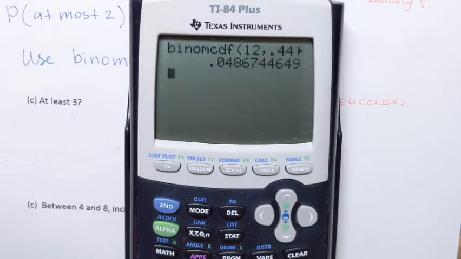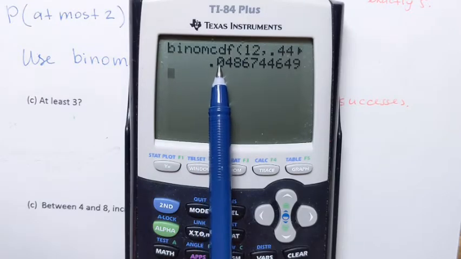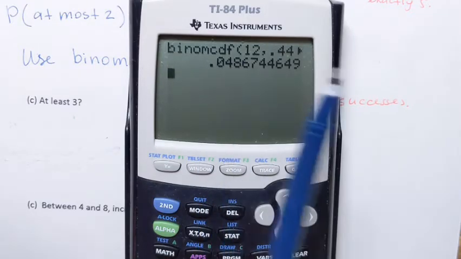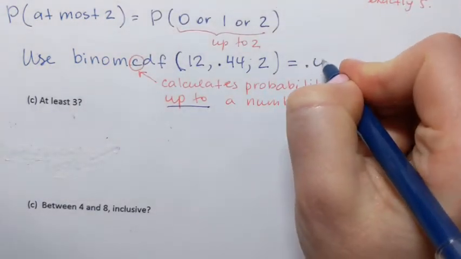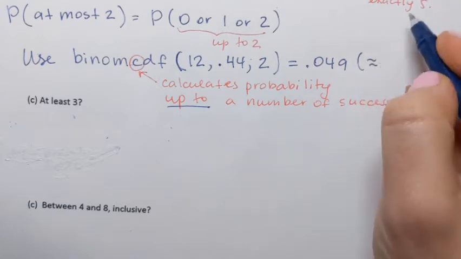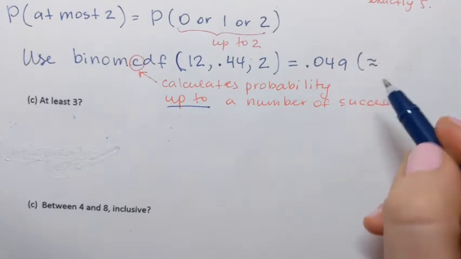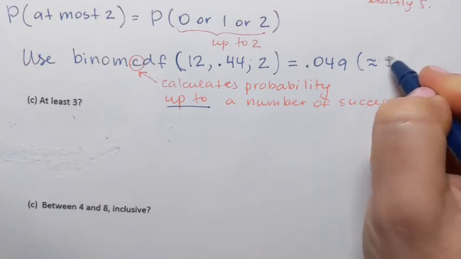And we get 0.04867 and so on and so forth. So if I'm rounding to 3 decimal places, it's going to be 0.049, which is approximately 5%, right? 4.9 or approximately 5%.